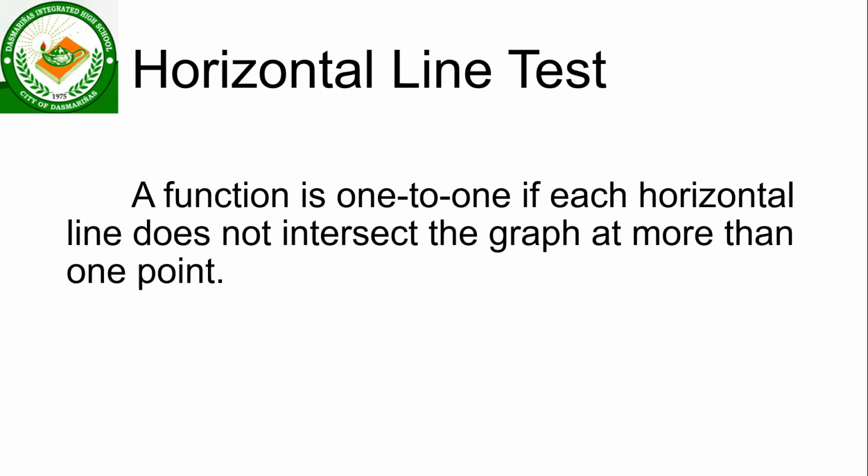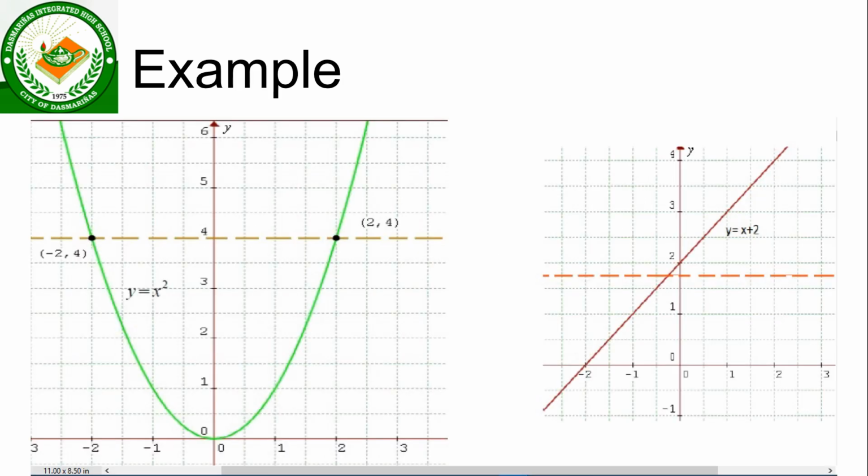So what is the horizontal line test? The horizontal line test tells us that a function is one-to-one if each horizontal line does not intersect the graph at more than one point. To give you some examples, try to look at this. The first figure on the left is the graph of f of x equals x squared, the function earlier. And as you can see, the horizontal line intersects the graph at 2 points. That is why it is not a one-to-one function. We also proved that earlier.